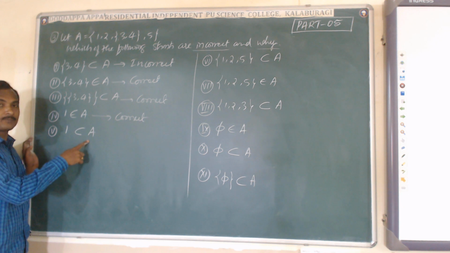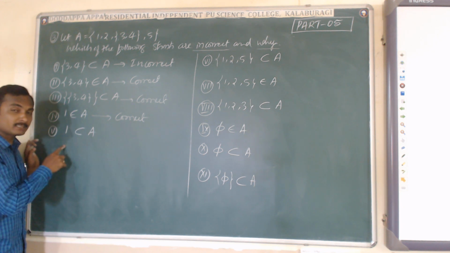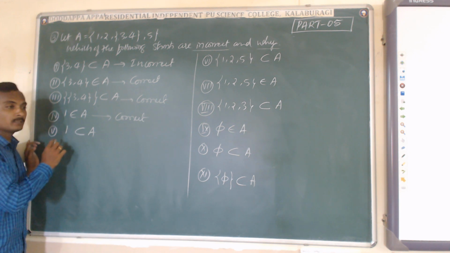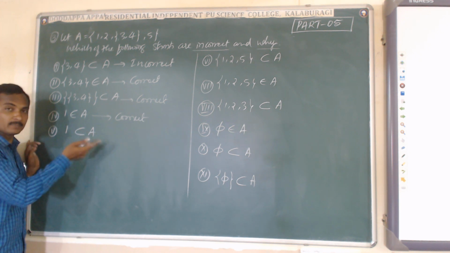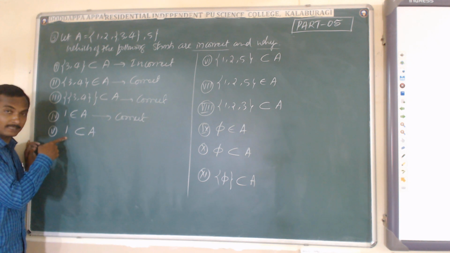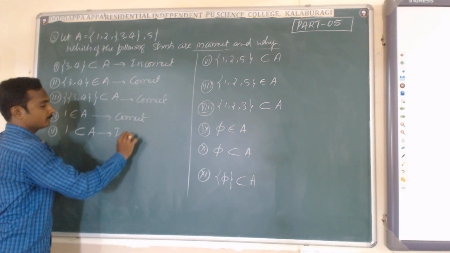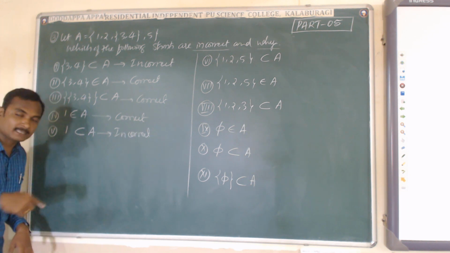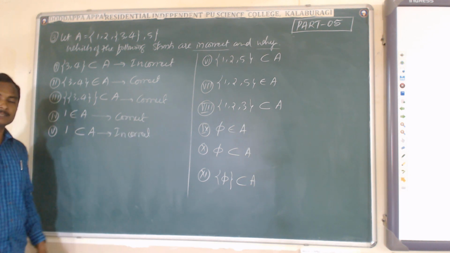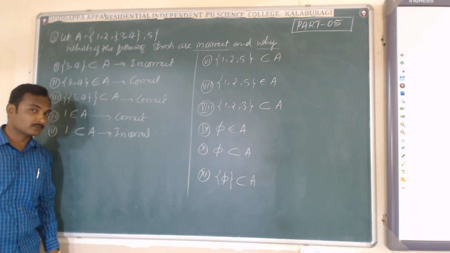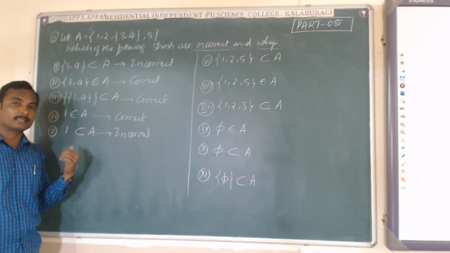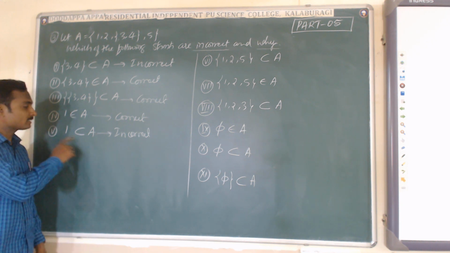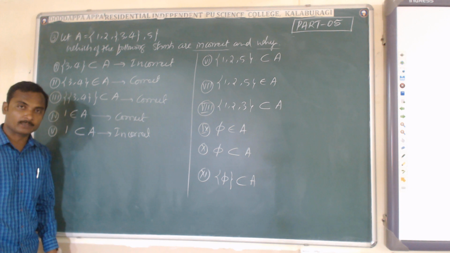1 is a subset of A. I told you, 1 is a subset of A. I just told you that if the symbol subset is used, definitely both must be sets. Then 1 is not written as a set. Therefore, this is incorrect, because 1 is an element of the set A, not a subset. Therefore, "1 is a subset of A" is an incorrect statement.